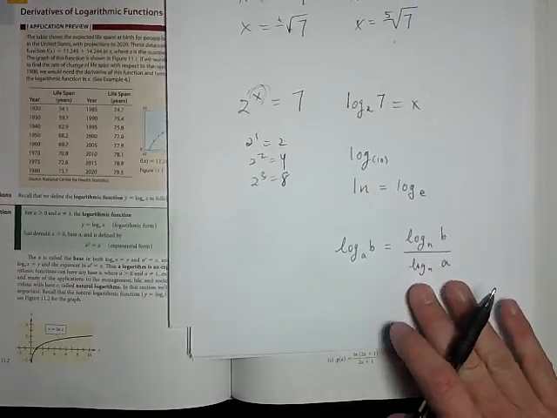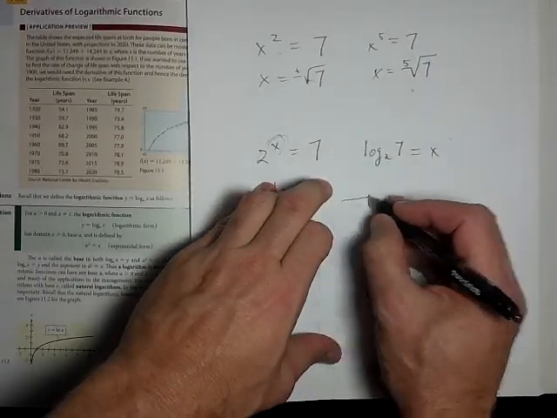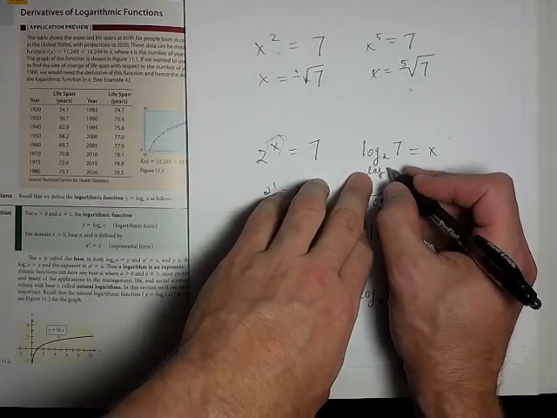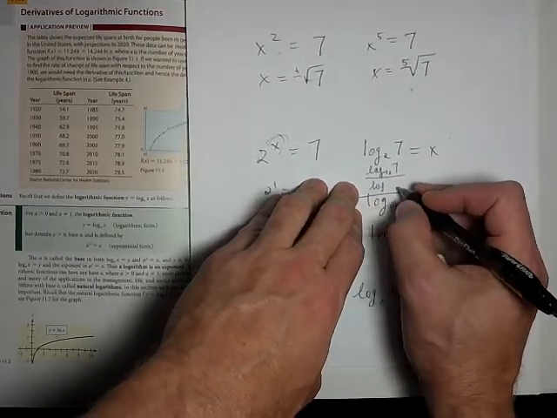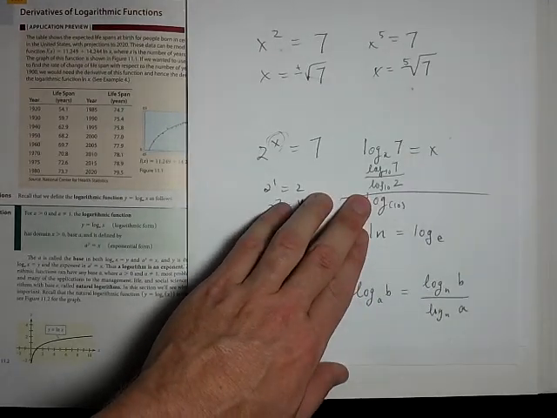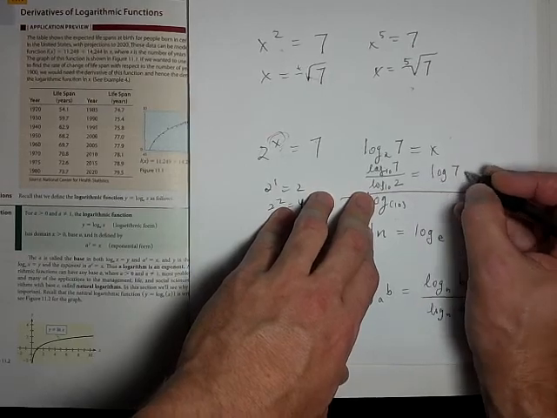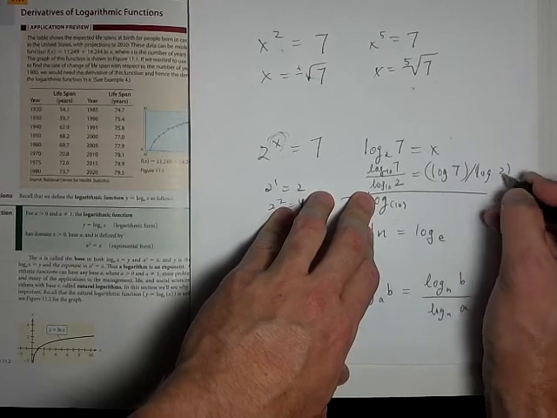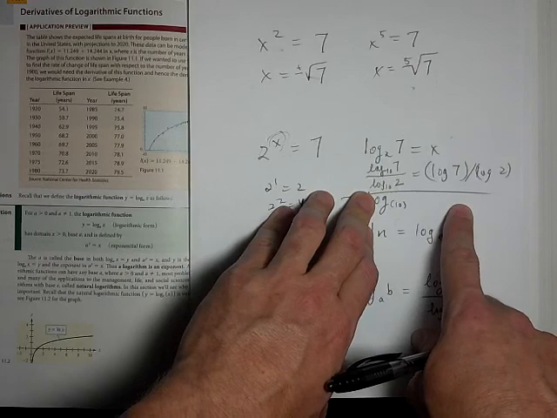So if I want to figure out what log base 2 of 7 is, then what I can do is break it down into log base 10 of 7 divided by log base 10 of 2, which on your calculator you would simply write as log 7 divided by log 2. And that would give you the answer. So do that right now.